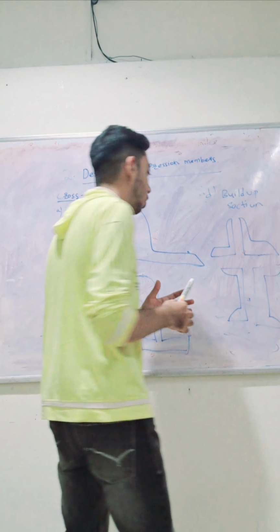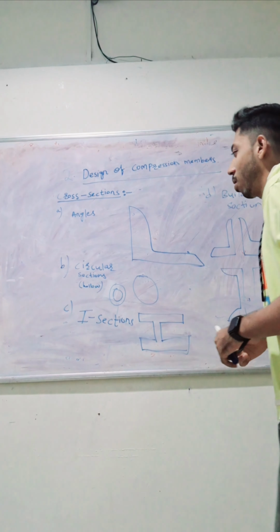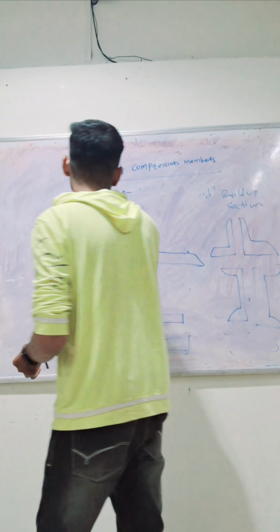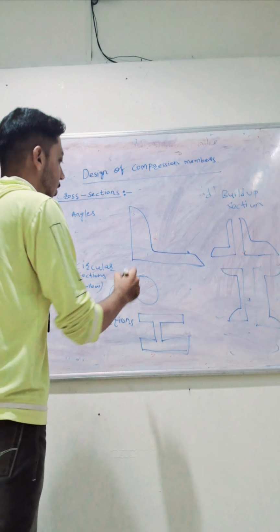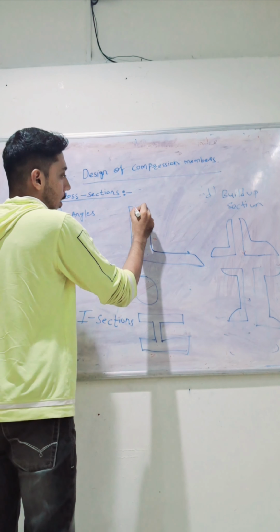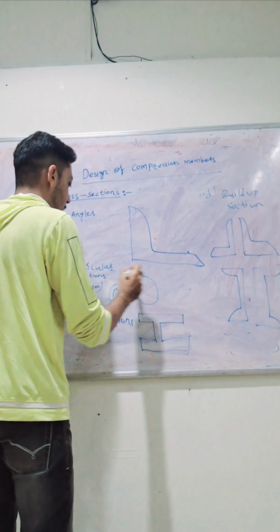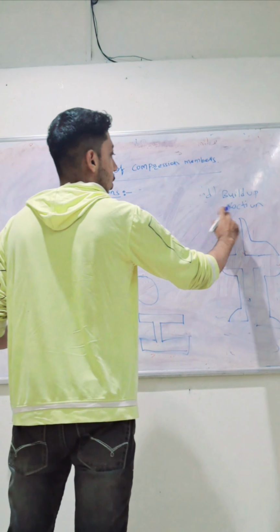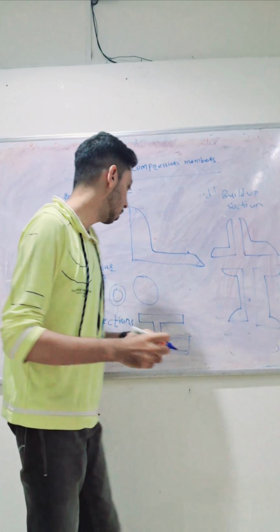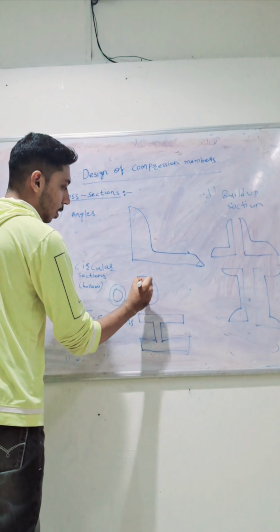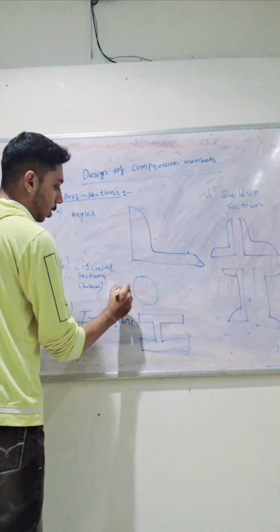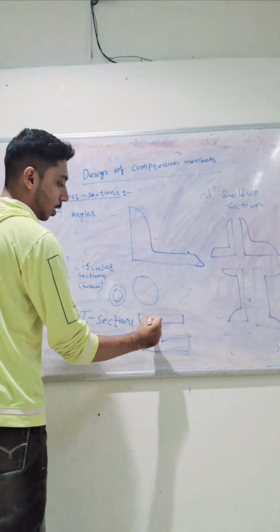Then what is design of compression members? There are several cross sections used in the problems. While starting, the first one is angle sections. This is your angle section, some angle like this. Next is your circular section, next is your I section, next is your built up section. First just a simple circular section, again some hollow circular section, again you have some I section like this.